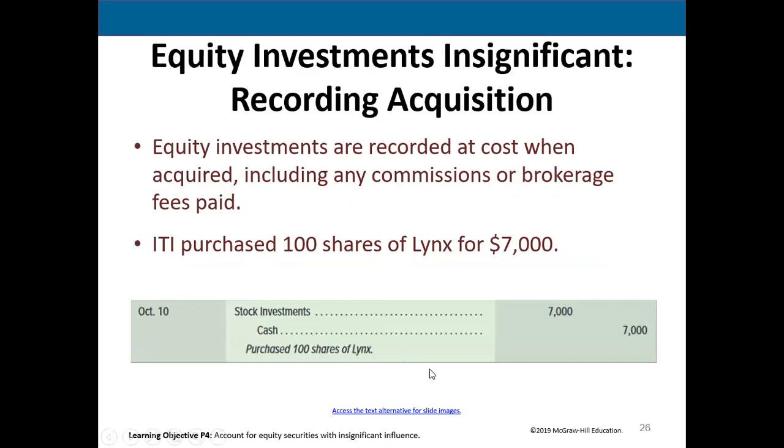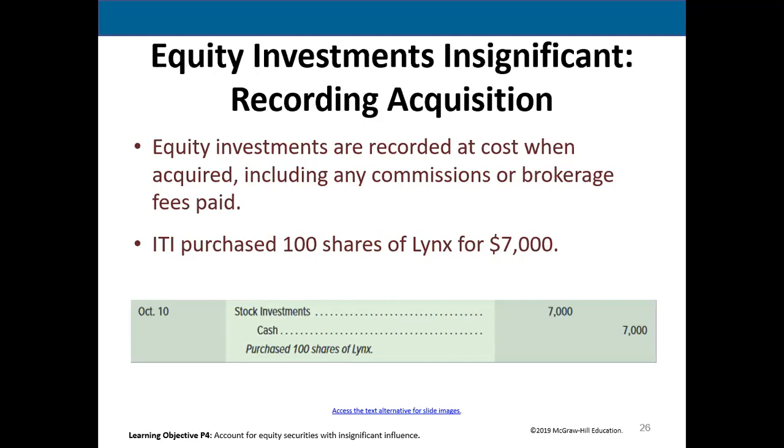So let's first look at insignificant influence. So now the company's switching gears. They're going to buy stock instead of debt. When equity investments are purchased, they're recorded at their cost when acquired, and you also include any kind of commission or brokerage fees paid. Because you just can't go to the market and trade stock. You usually have a broker do it for you. And even if you have one of these websites do it for you, they're still going to charge you a fee. So we add that to the cost.